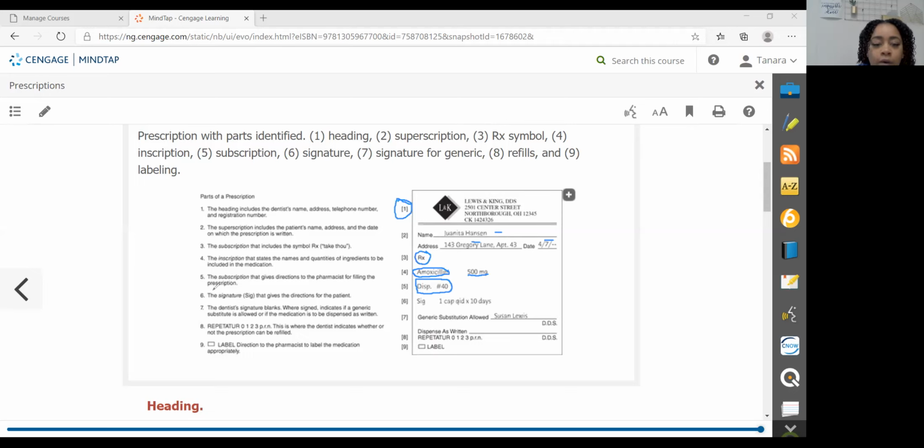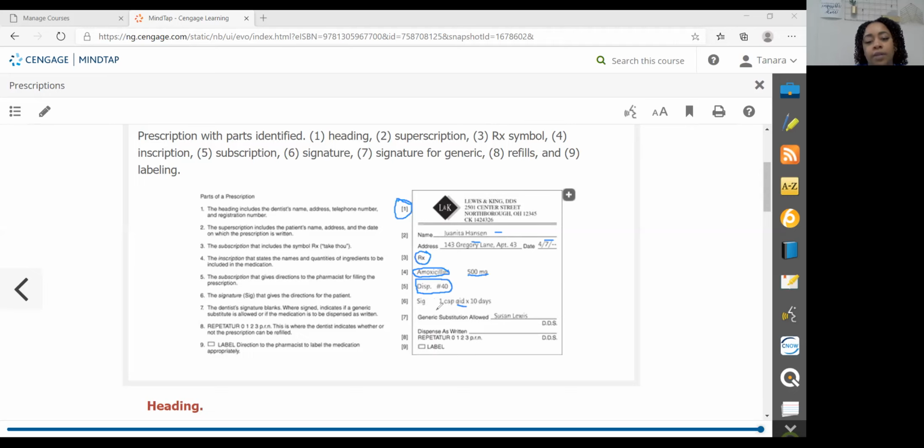All right. Now, when we get into number six, that is a Latin abbreviation. And that Latin abbreviation pretty much gives the patient directions on how to actually take the medicine. So here, number six says 1 capsule quad times 10 days. So quad, if you look at the bottom of page 312 in your book, it tells you that SIG and what the meaning of quad is, and that means 4.